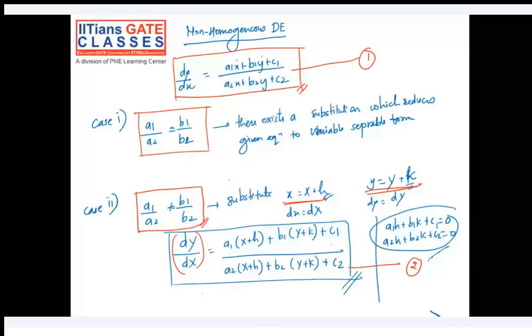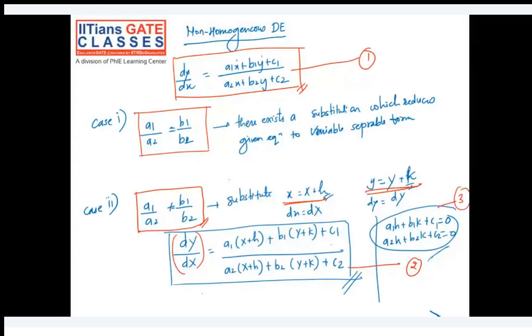How you will decide the value of h and k, that is the main question now. So how will you do that? H and k are calculated by considering this equation. Let me write it as equation number 3 here. The set of equations given in equation 3, that is a1h plus b1k plus c1 equal to 0, a2h plus b2k plus c2 equal to 0. When you solve these two equations, you will get the values of h and k, and that is what you will use in equation number 2.